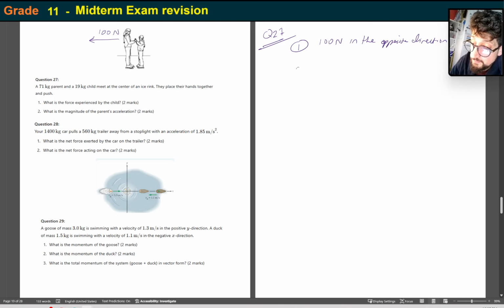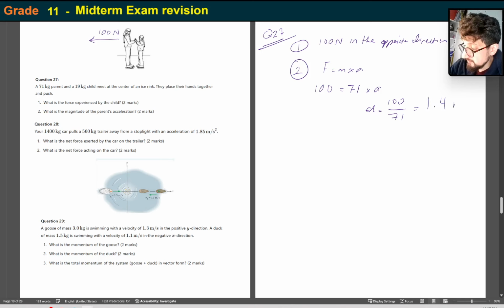Number 2 says, what is the magnitude of the parent's acceleration? So force equals mass times acceleration. We know the force is 100. We know the mass is 71. We don't know the acceleration. The acceleration is going to be 100 over 71, which is 1.4 something. 100 divided by 71. 1.4 meters per second squared.